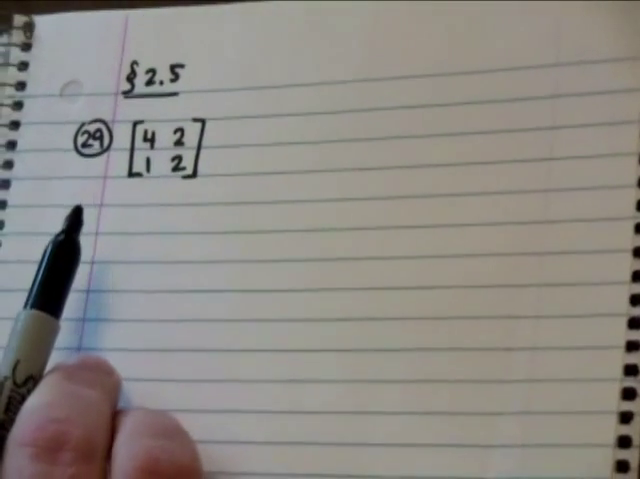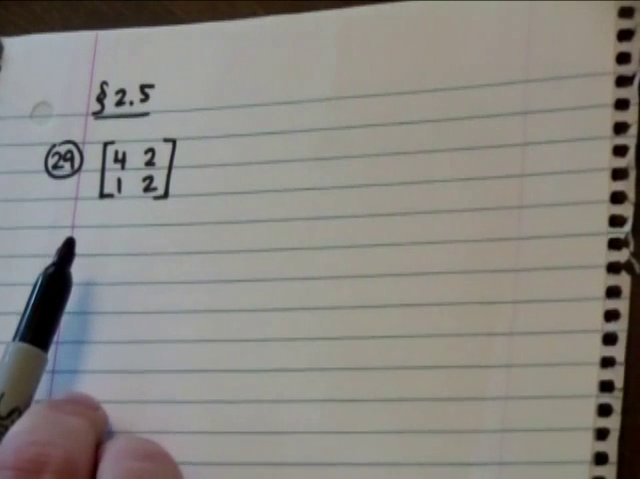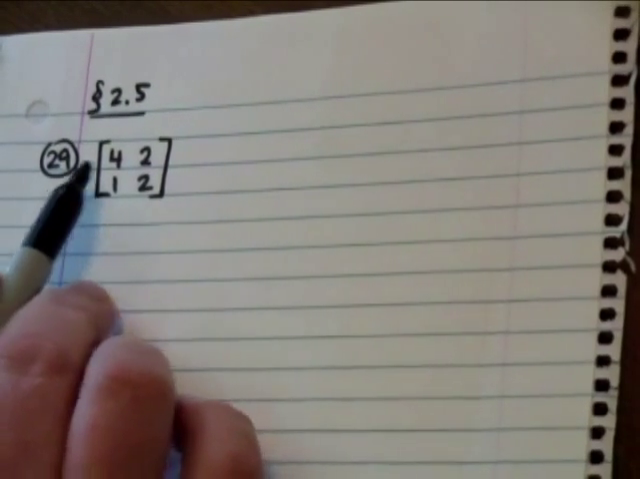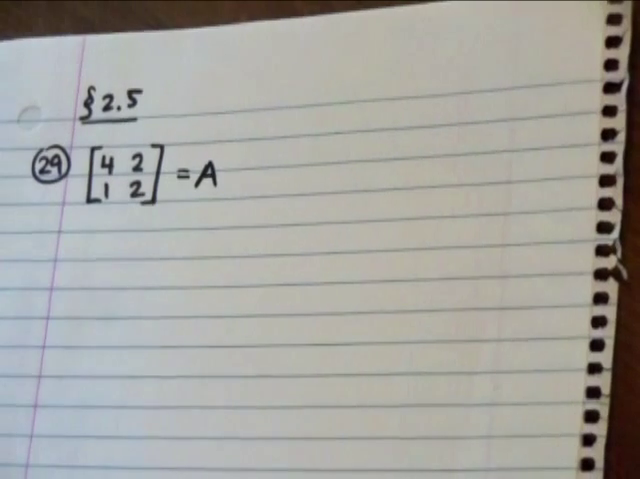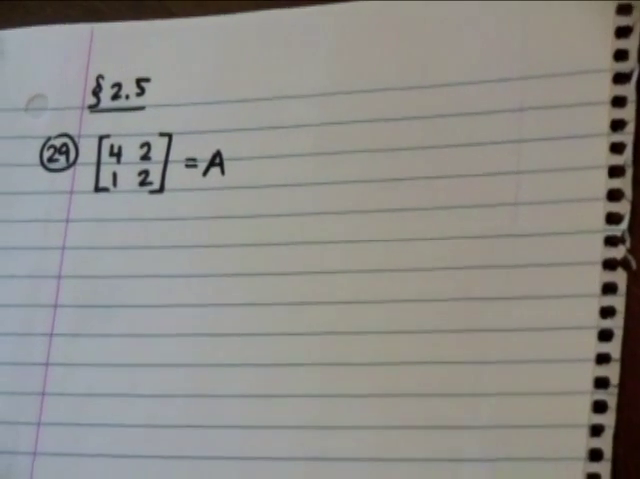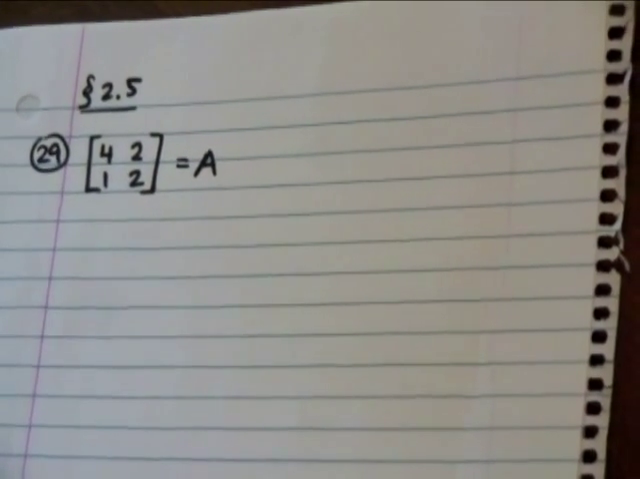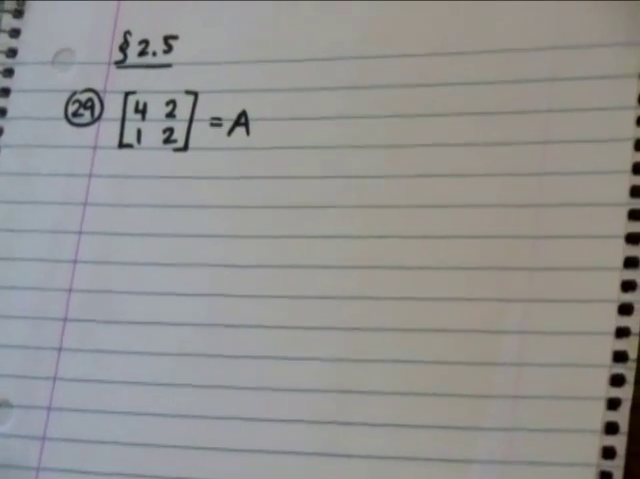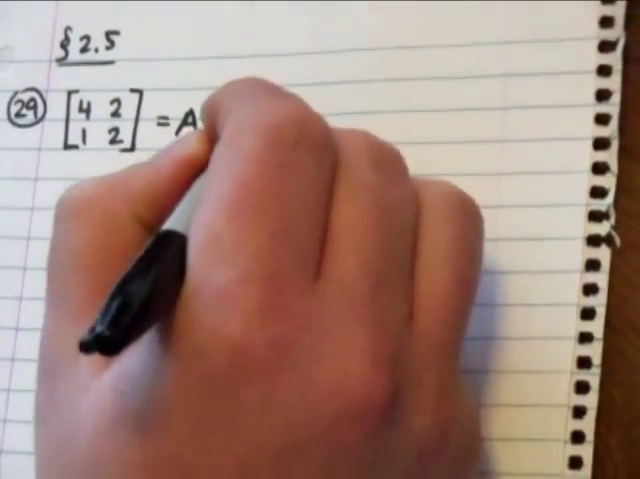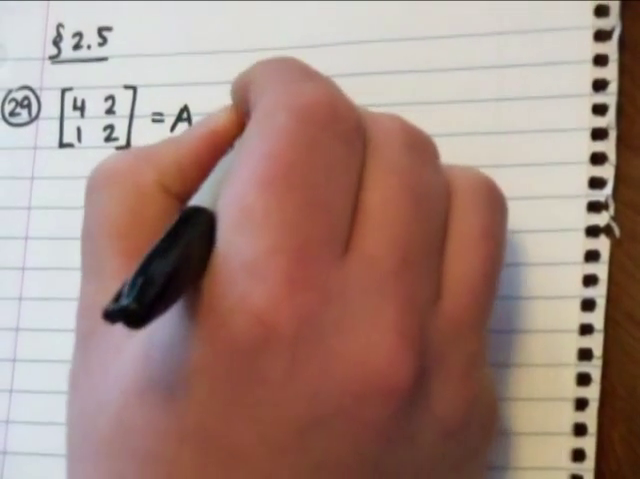So also in section 2.5, you are given some matrices and you're asked to find the inverse of the matrix if it exists. So problem 29, you're given this matrix 4, 2, 1, 2, and just for simplicity, I'm going to call that matrix A. The first thing we need to do in order to find the inverse of matrix A is to actually find the determinant of matrix A.